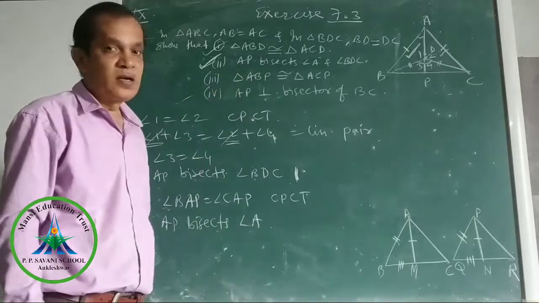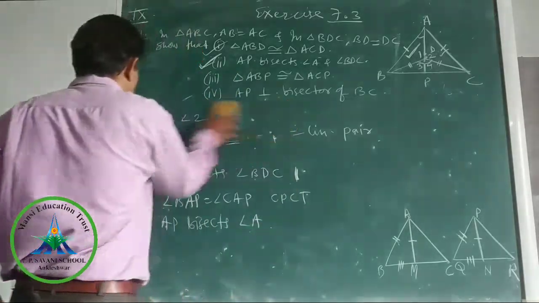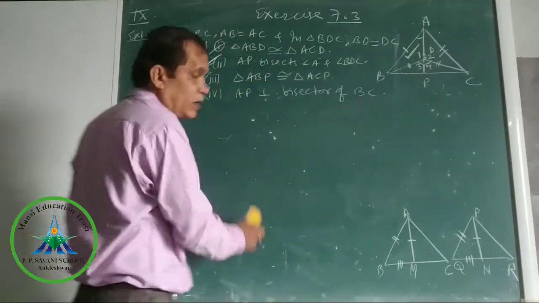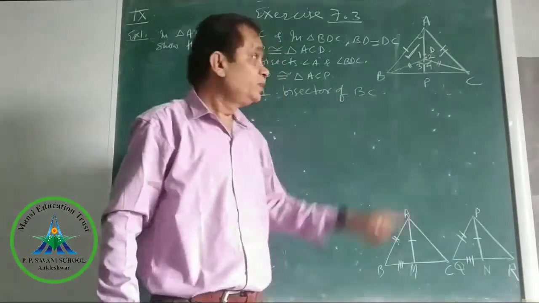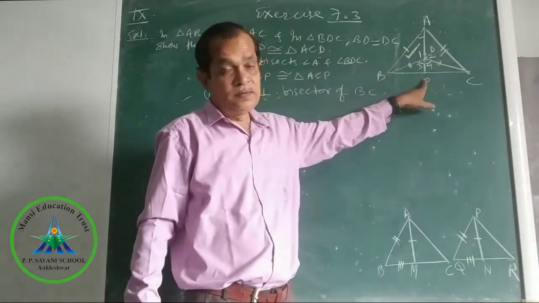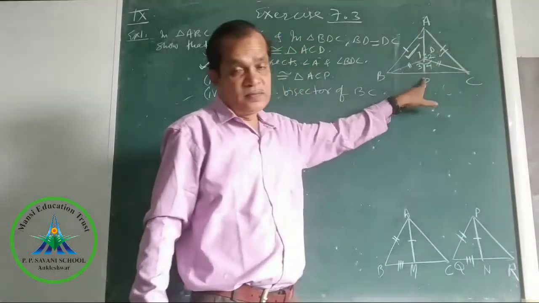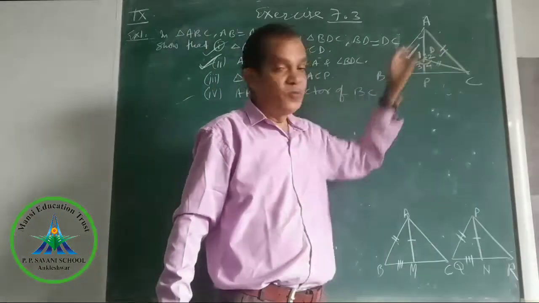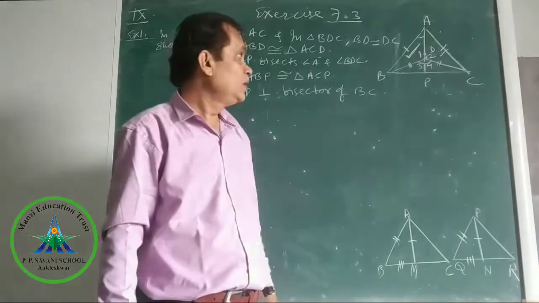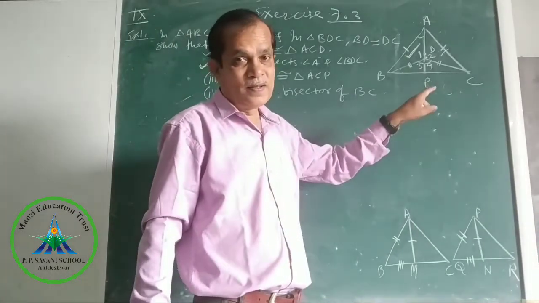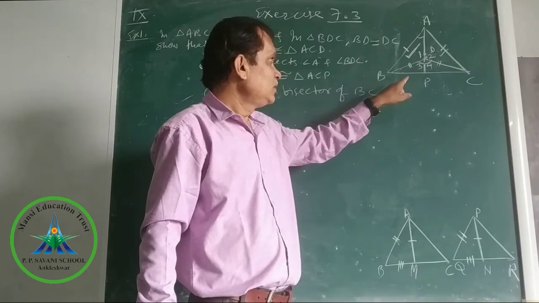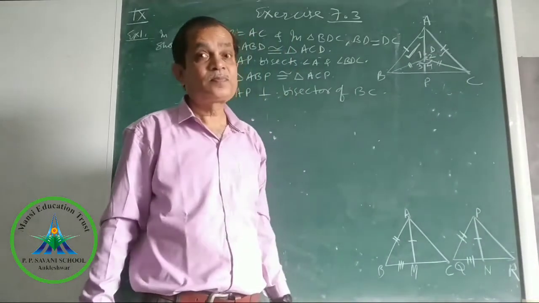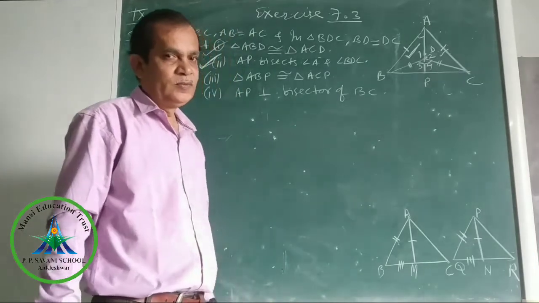Now see the third part, ABP. Now the third part, students: triangle ABP and triangle ACP are congruent. Clearly visible. ABP, ACP. See, AB equal to AC, right? And again, AP equal to AP.